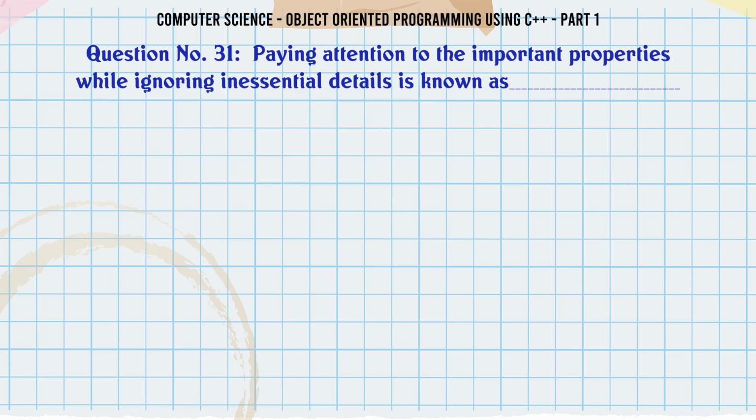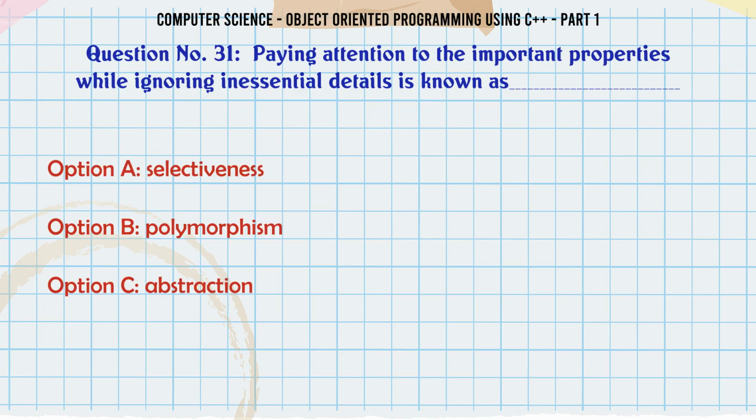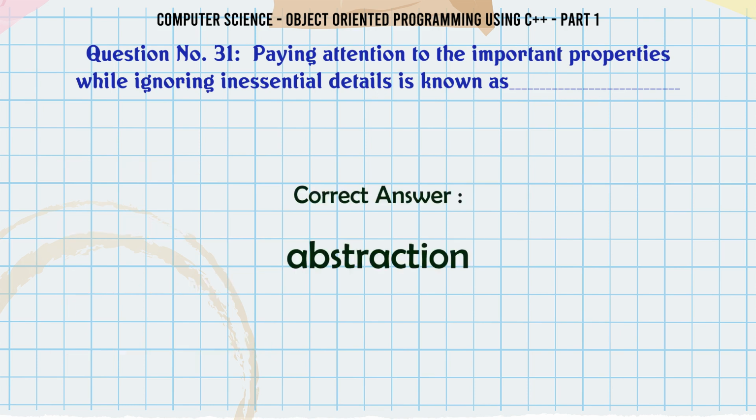Paying attention to the important properties while ignoring inessential details is known as blank. A. Selectiveness, B. Polymorphism, C. Abstraction, D. Summarizing. The correct answer is abstraction.